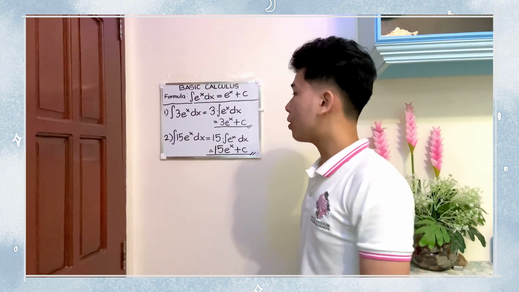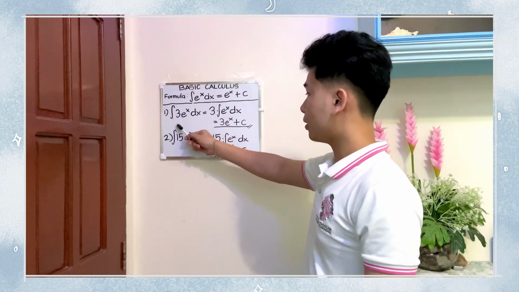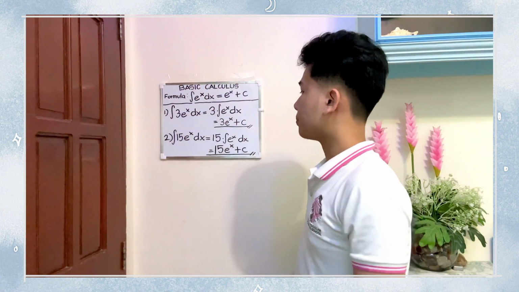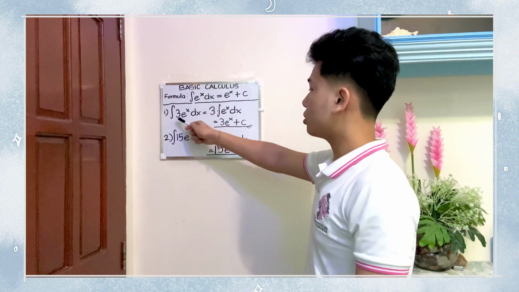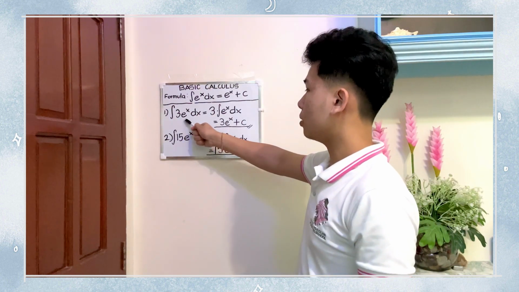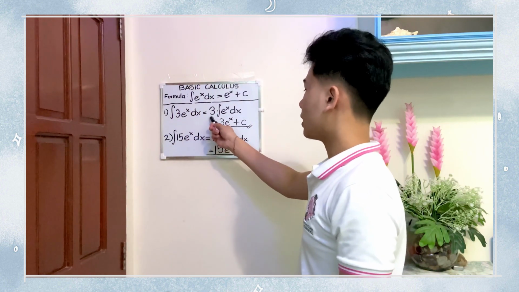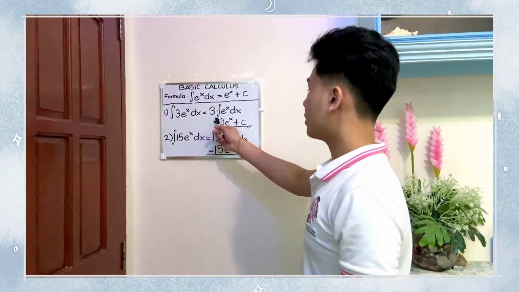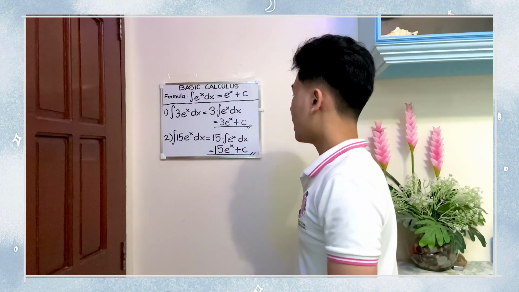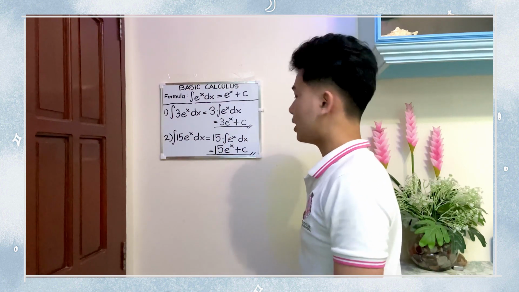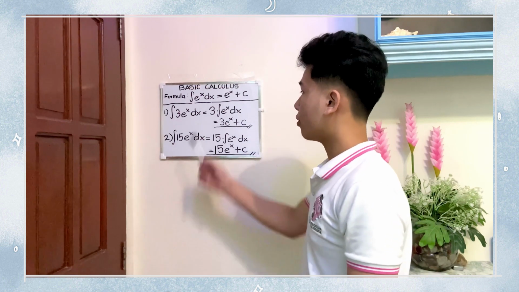What I did on number 1 is that I looked at this example as two parts. I separated 3 and e to the power of x. I multiplied 3 by e to the power of x dx. You can see that I just wrote 3 multiplied by the integral of e to the power of x dx. If you solve this one, it will give you the answer 3e to the power of x plus c.